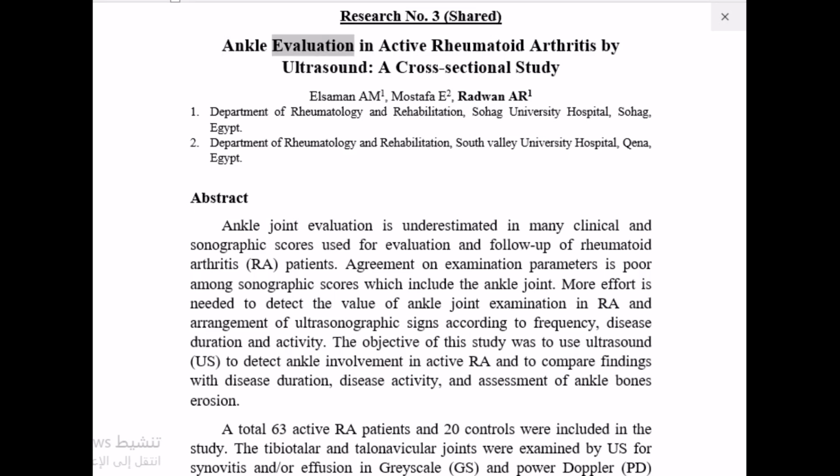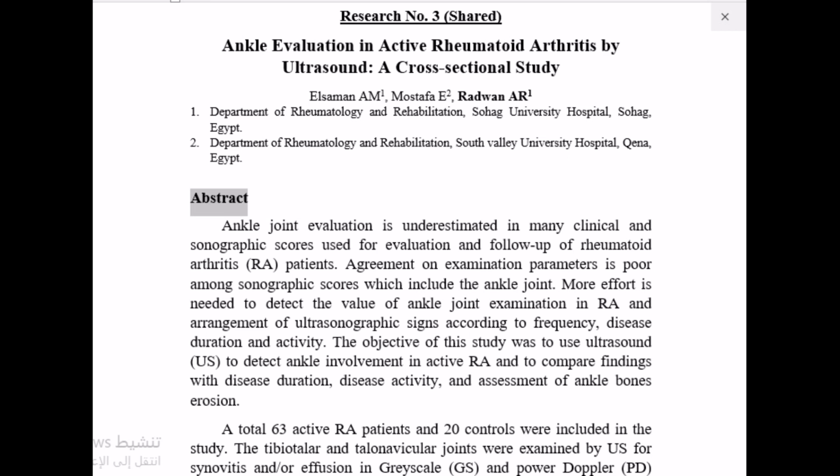Ankle evaluation in active rheumatoid arthritis by ultrasound, a cross-sectional study. Elsaman AM1, Mostafa E2, Radwan AR1. Department of Rheumatology and Rehabilitation, Sohag University Hospital, Sohag, Egypt. Department of Rheumatology and Rehabilitation, South Valley University Hospital, Qena, Egypt.